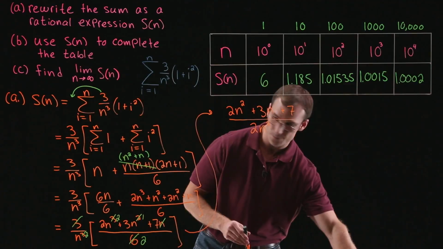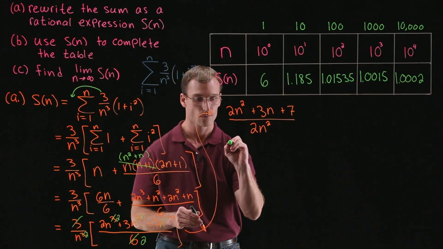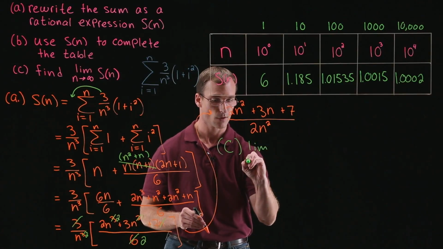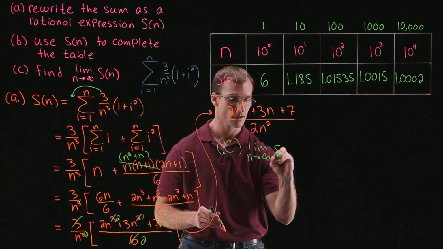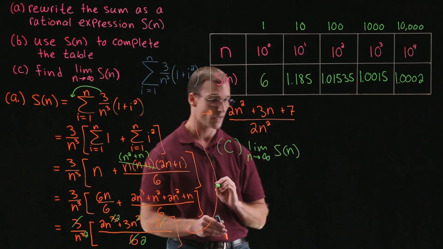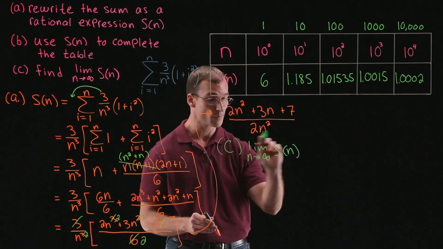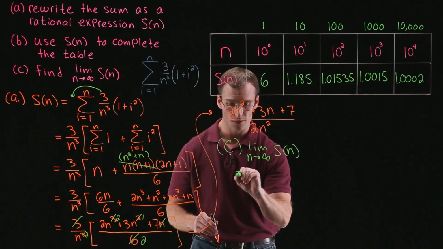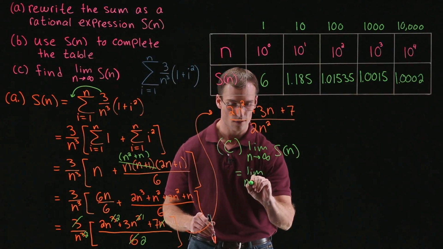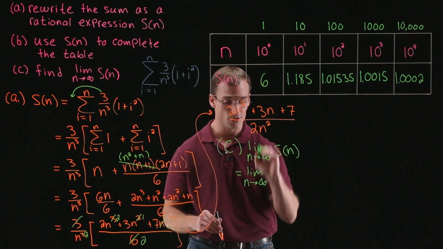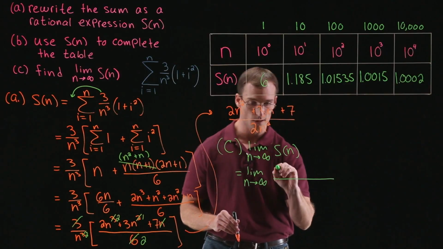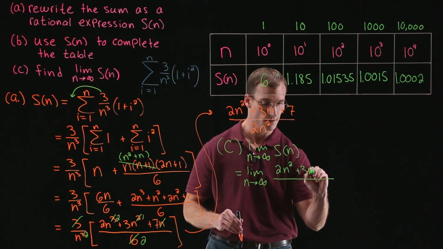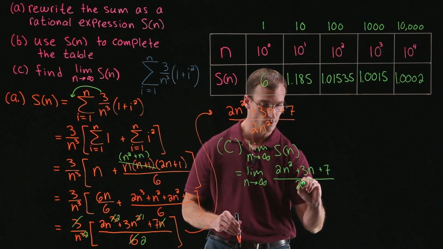So when we take a look at C, we're looking at the limit as n goes to infinity of our sum S of n. So essentially, if we were to sum this for larger and larger values of n, what would that approach is what we're asking here. And so that's equal to the limit as n approaches infinity, and we can use our expression. So taking the limit of 2n squared plus 3 times n plus 7 all over 2n squared.